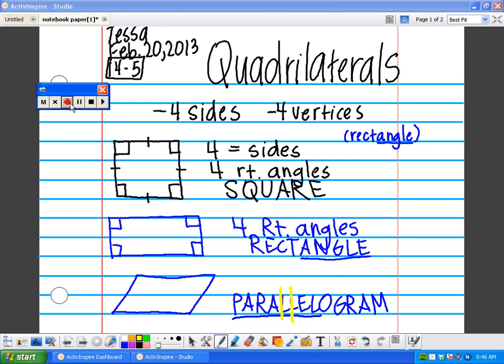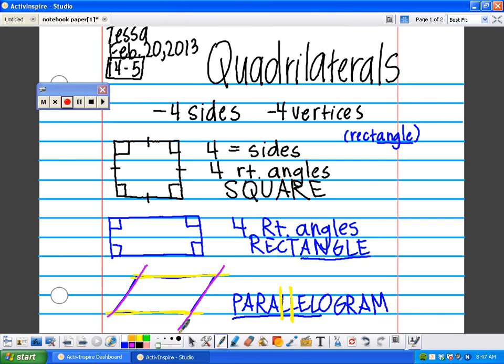Okay, this shape has the hint inside it also, just like rectangle. This says parallelogram. What do you think makes this a parallelogram? It has 2 sets of parallel lines. There's one set, and here's the other set.